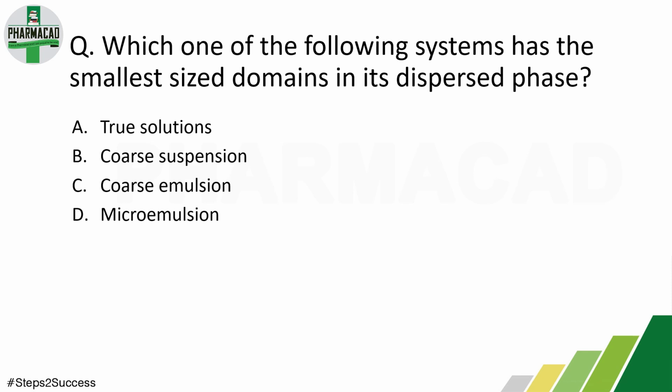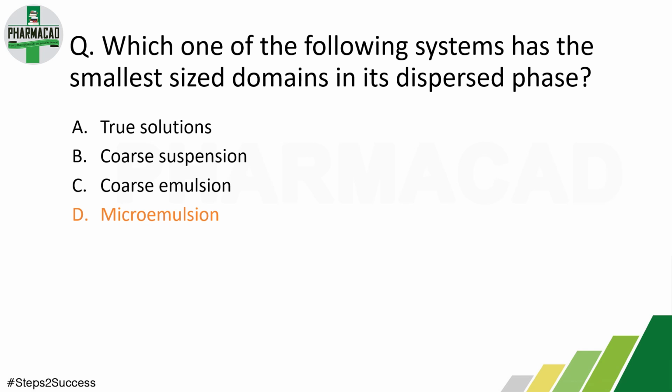Next question, which one of the following system has the smallest size domain in its dispersed phase? Option A, true solutions. Option B, coarse suspension. Option C, coarse emulsion. Option D, microemulsion. So the correct answer is option D, microemulsion.